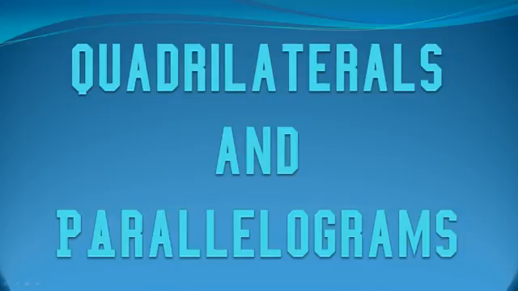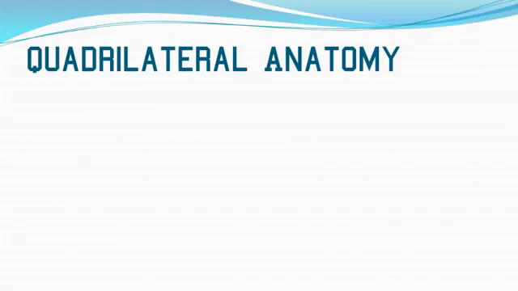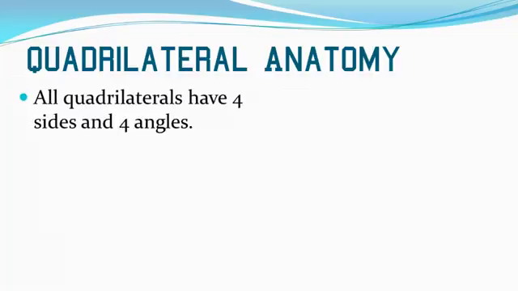Let's continue our exploration of polygons by looking at quadrilaterals and the very much related parallelograms. Quadrilaterals, a couple things we need to know about what a quadrilateral is. We had triangles, tri meaning 3, now we have quadrilaterals, quad meaning 4. So a quadrilateral has 4 sides and 4 angles.